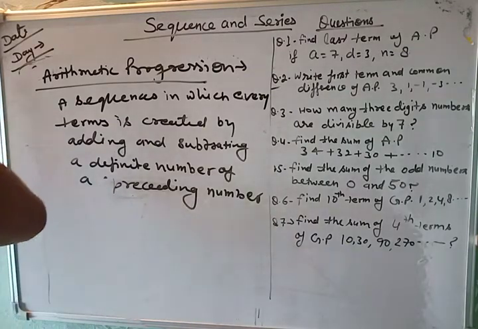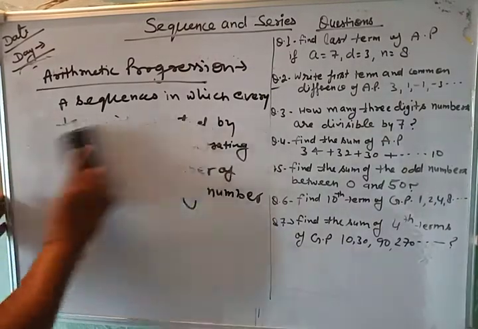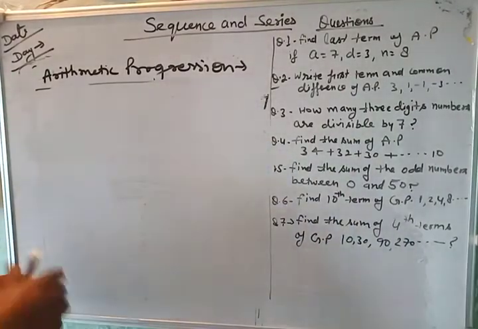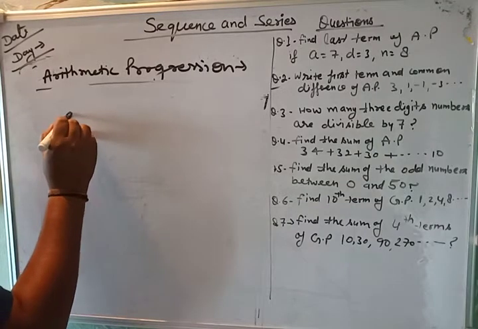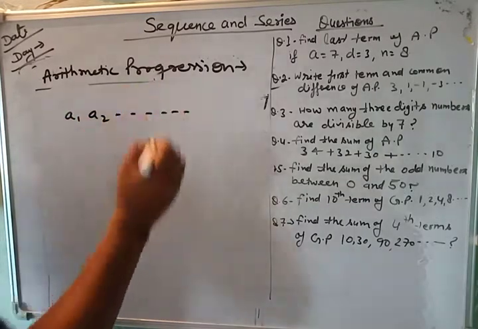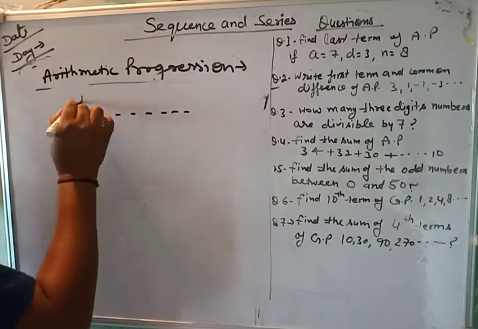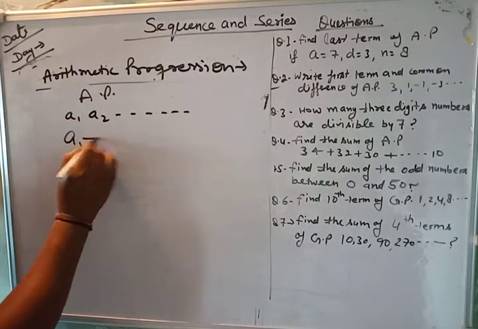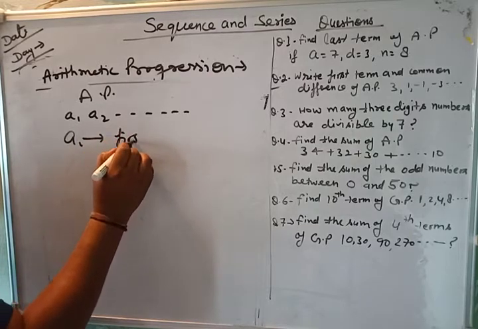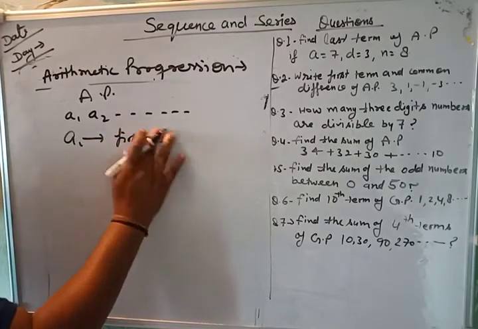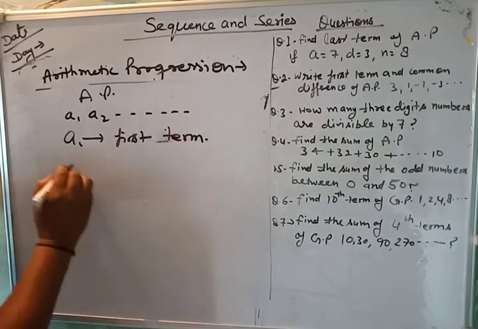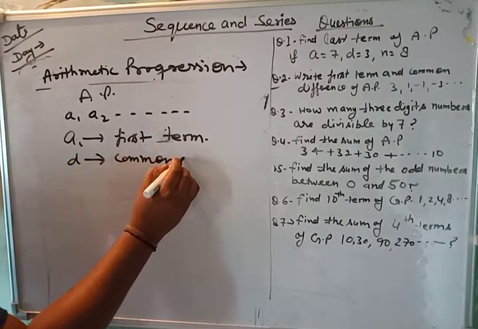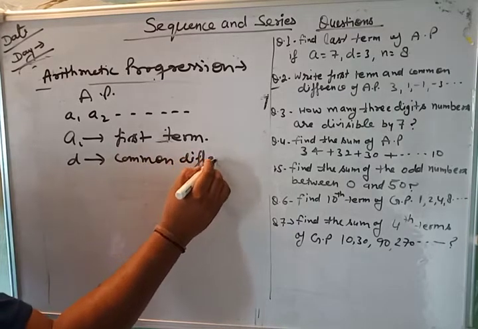So now we are going again. How can we write it? Now again, if a1, a2 are an AP series, then a1 is called the first term, and d is the common difference. It is very important, the common difference.